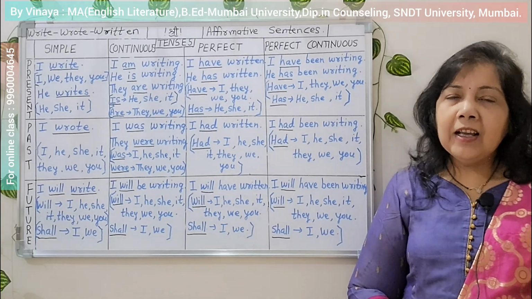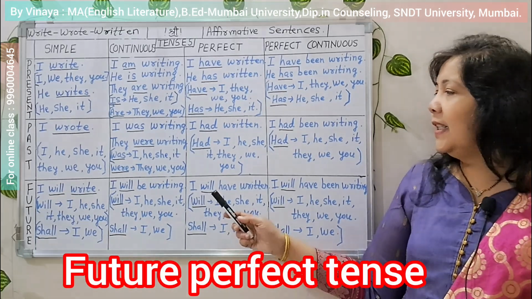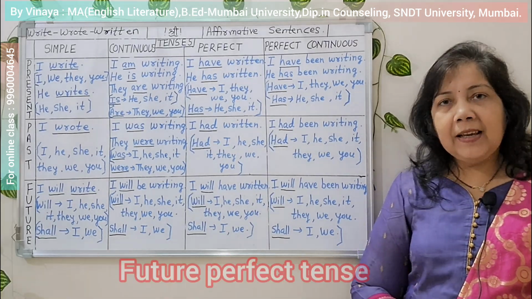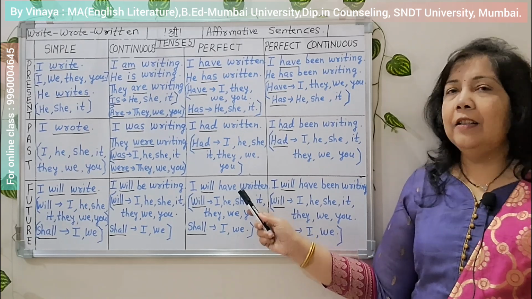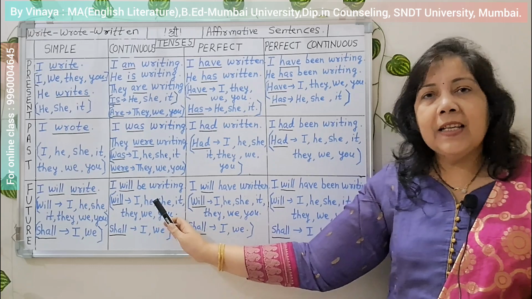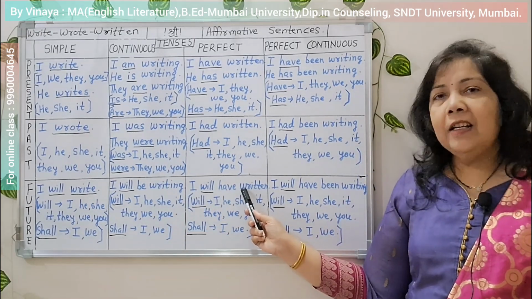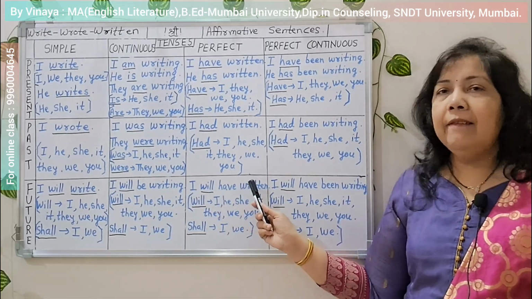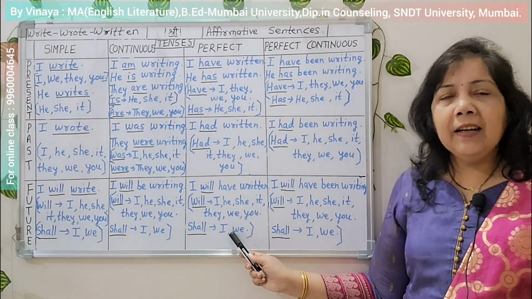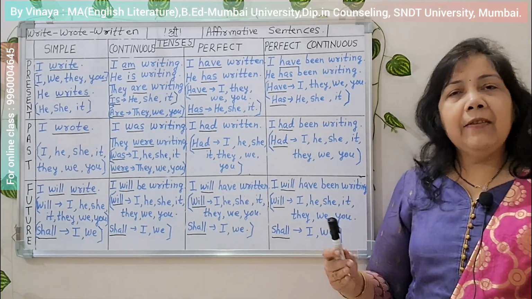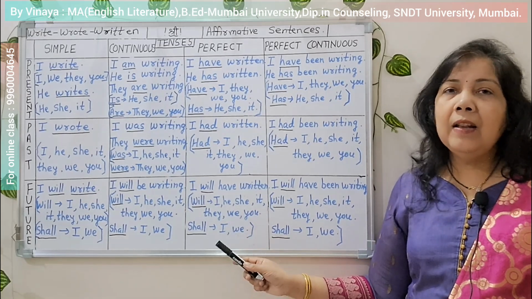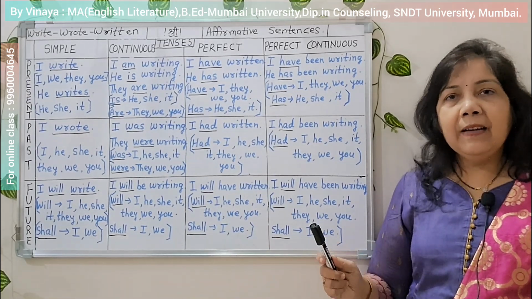Let us move to the third kind of future tense. The name of that kind is future perfect tense. Let us see the example now. I will have written. Same as I have told for these two tenses earlier. We also can say I shall have written. Why shall? Because we can use shall for I and we. Will is used for all nouns and pronouns. Shall is used only for I and we.